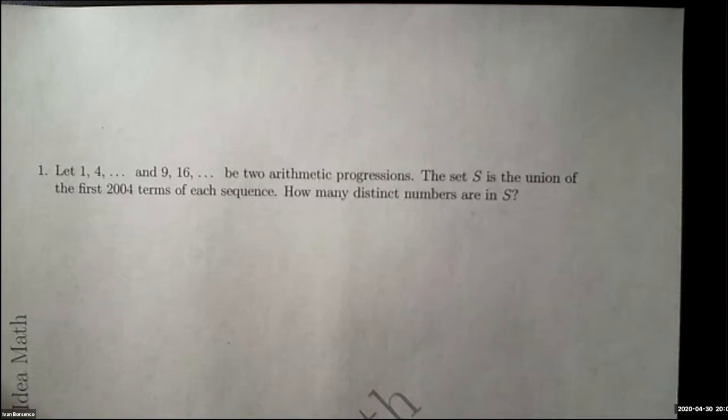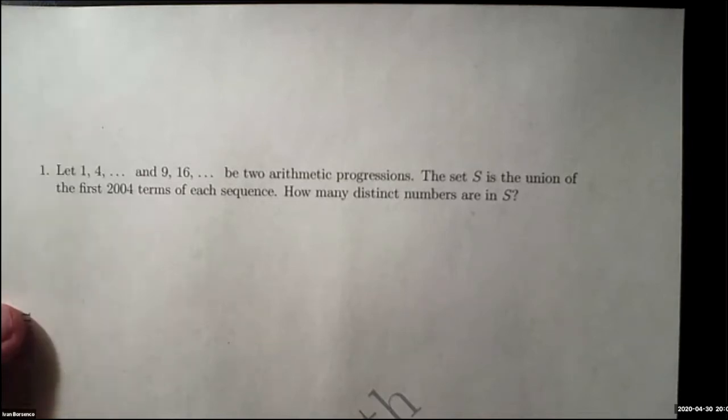So Ivan, you want to start how to solve this thing? I think basically this problem is telling students a little bit of number sense and also understanding the definition of a set, right? Basically, in a set, we don't allow a number to repeat. So if some numbers appear in both sequences, if you combine the 2004 together, it's not 4008 because some of the numbers repeat.